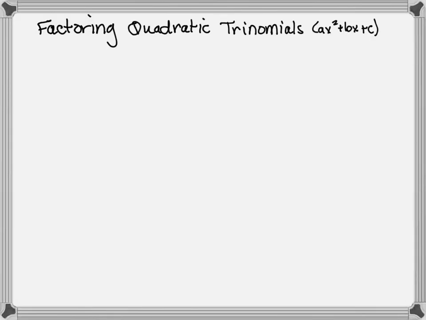Let's review factoring quadratic trinomials. Trinomials that are of the form ax squared plus bx plus c. So for example, 6x squared minus x minus 2. Now, whenever we're factoring, we would always look to see if there's a greatest common factor first. In this case, there is not, but if there were, we would factor that out first.